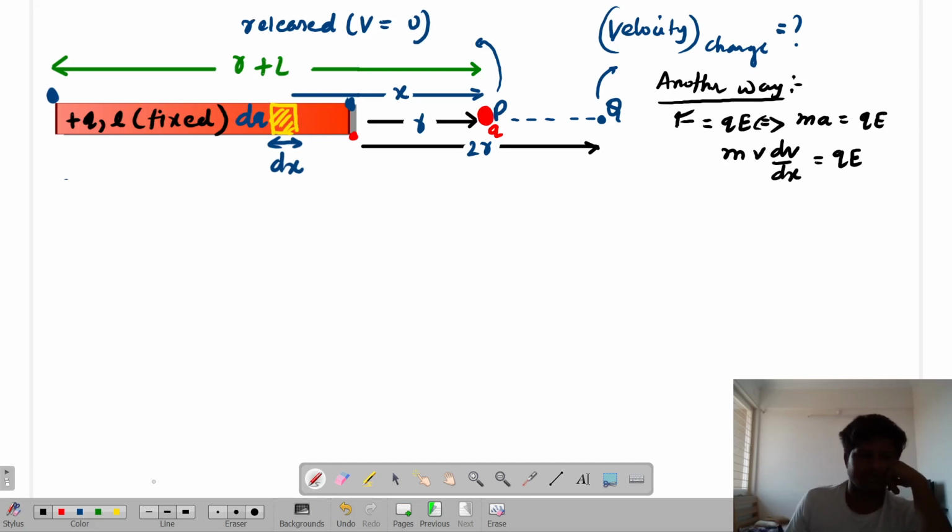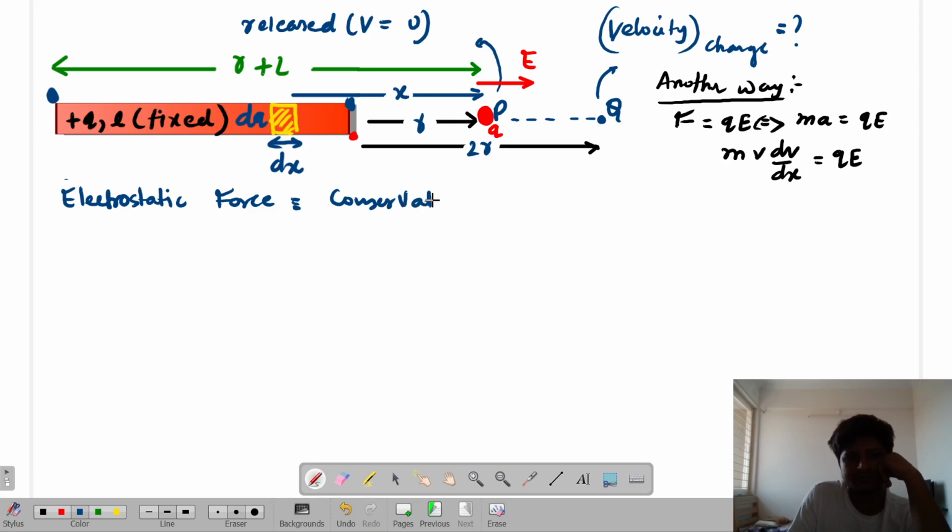Here only one force is working now. That is work done by the electric field, isn't it? Because on the charge, the electric field is in this direction. There is no external agency. So, as we know that electrostatic force is a conservative force, isn't it? So if it is a conservative force, work done is simple.